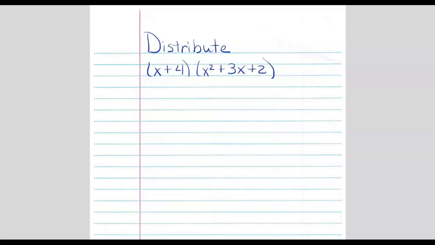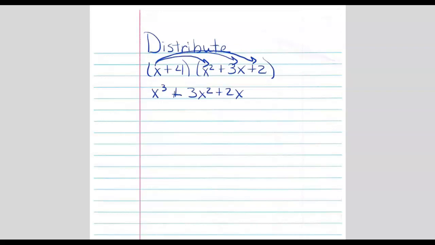So I'm going to start with the x, and x times x squared, which is x cubed. And then I'm going to take x times 3x, so plus 3x squared. Then I have x times 2, so that would be plus 2x. So that was the first term. I've taken x to everybody.